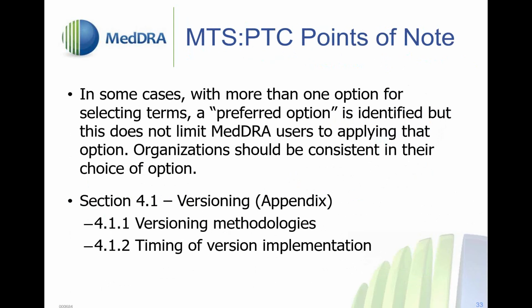So in some cases, in these guidelines themselves, they all know that there are situations where there is more than one way to code a term. If there is more than one way to approach coding a term, the ICH guideline, the PTC guideline, will tell you what the preferred option is. So it will tell you that the committee found that this particular approach is the preferred option, but there is another option to approach this particular kind of scenario.